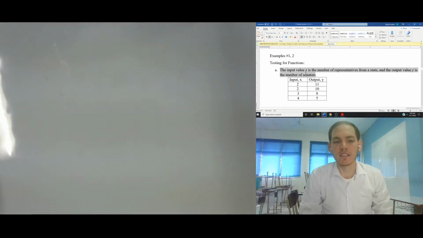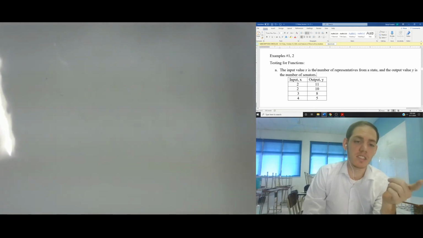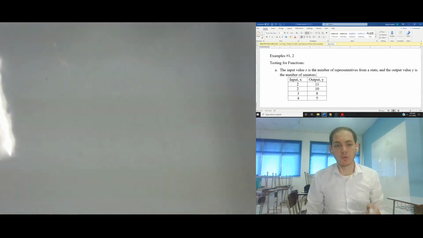The input value x is the number of representatives from a state. The output is the number of senators. So, how many representatives you have in a state corresponds with the number of senators. Now, can any number of representatives be matched to a different number of senators? Well, that's a good question. If you have a different number of representatives, how many senators do we always have? We always have the same number of senators, 2.